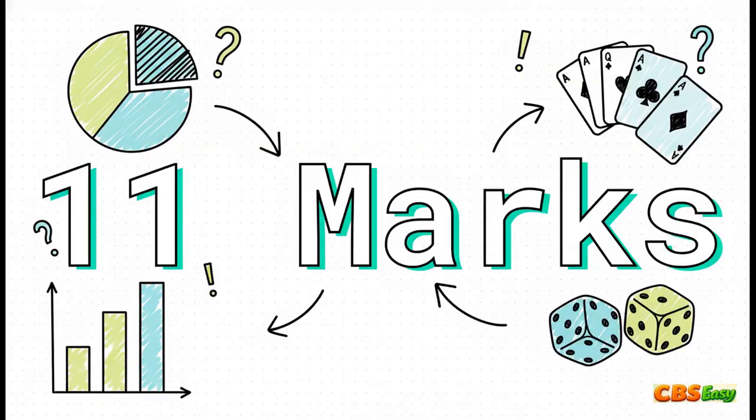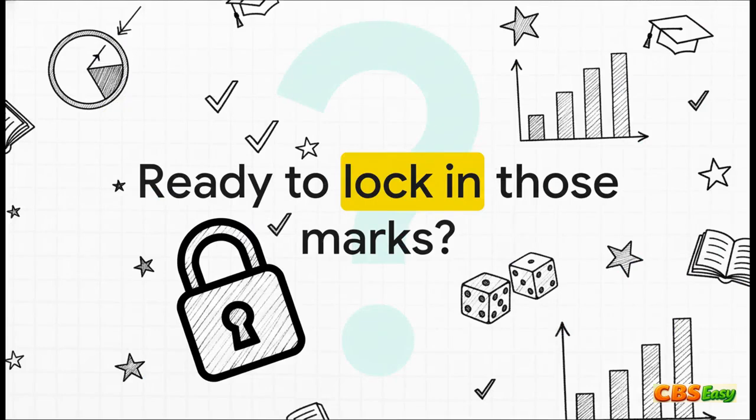So why are we zeroing in on this topic? Well, the statistics and probability unit is worth a whopping 11 marks. That's a huge chunk of your final grade, and trust me, with the right approach, those marks are totally achievable. So, are you ready to go get those marks? Good, because by the end of this, you'll have the exact tools you need.